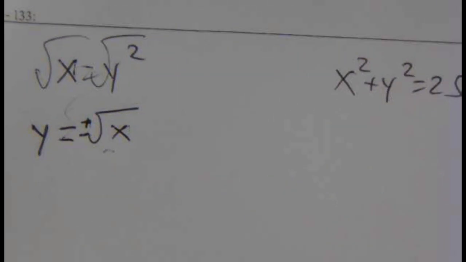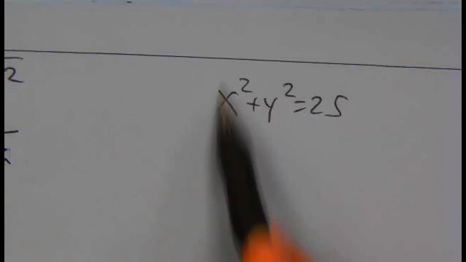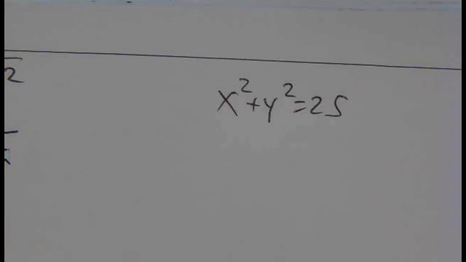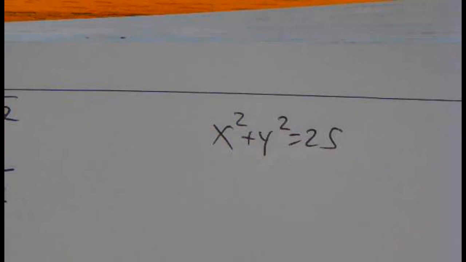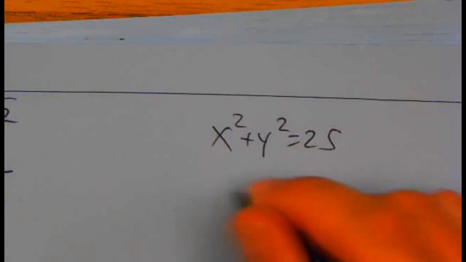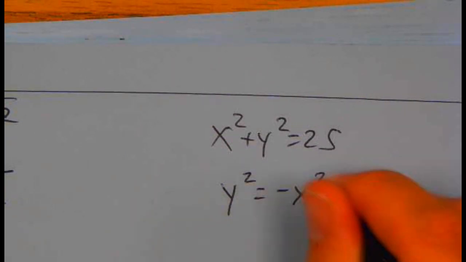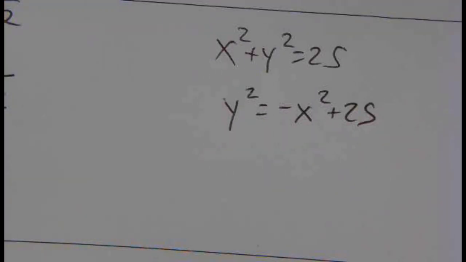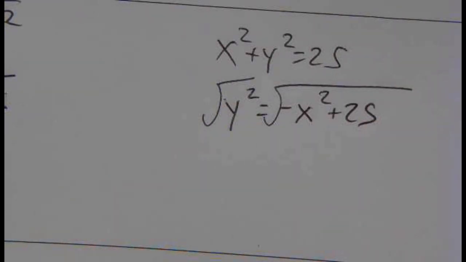So now let's think about how we'd get y by itself here. And by the way, you cannot square root each side. All right? The square root of x squared plus y squared is not x plus y. Okay? Mathematically, that does not work. So instead, if I want to get y by itself here, I just literally have to do this. Subtract the x squared over. And then take the square root of each side to get y by itself.